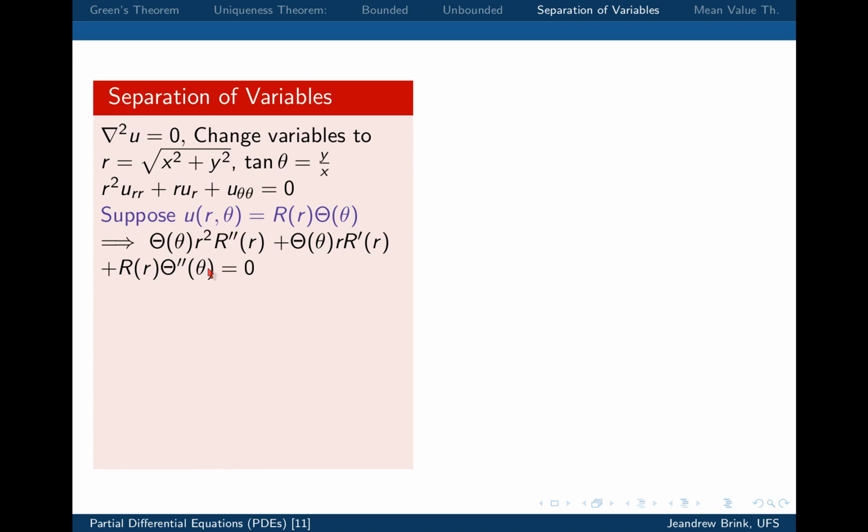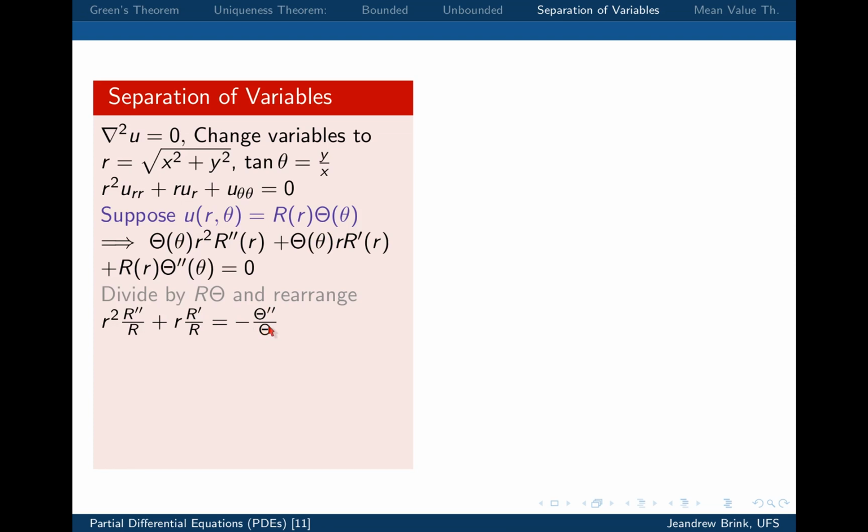And now the next step is to divide by r and theta, and then rearrange the function. So if you take this expression and divide by r theta, it will simply give you r squared r double prime r over r, which is that term. Dividing by theta cancels that out, and you're left with r prime over r, and that must be equal to theta double prime over theta.